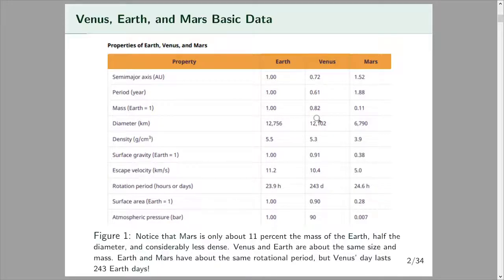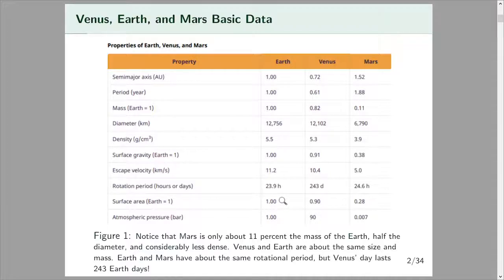Notice Venus and Earth are pretty similar, and Mars is significantly smaller. Same with the diameters. The diameters of Earth and Venus are about the same. Mars is about half as big. Densities of Earth and Venus are about the same. Mars is down maybe 25% or so from that. Surface gravities are similar to those.